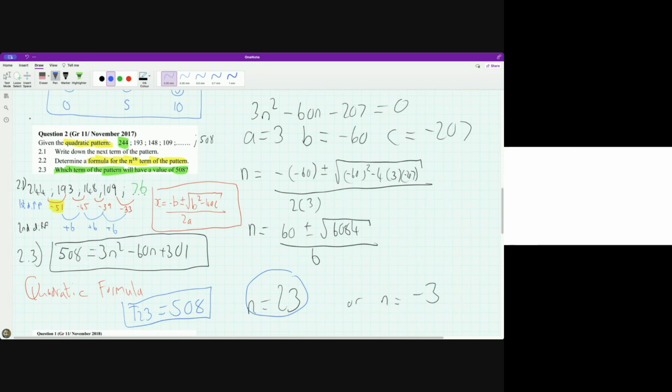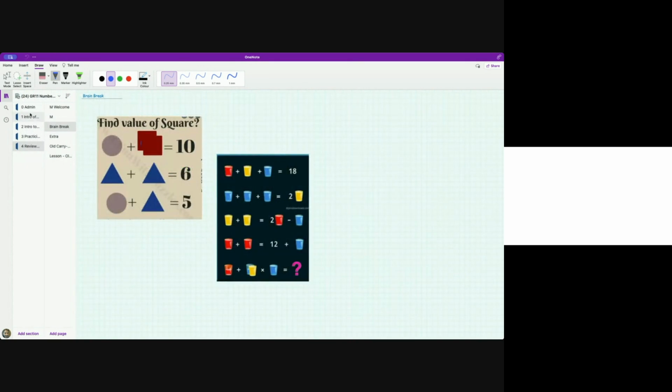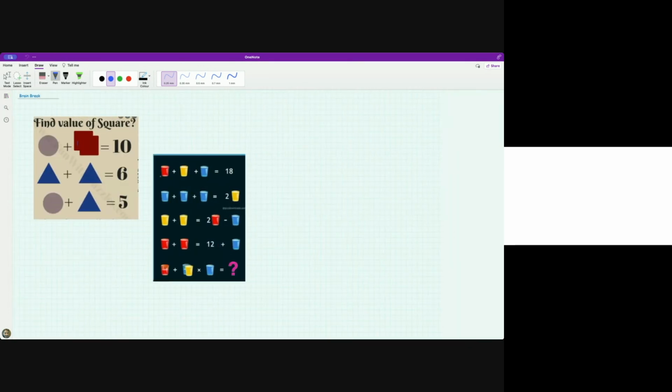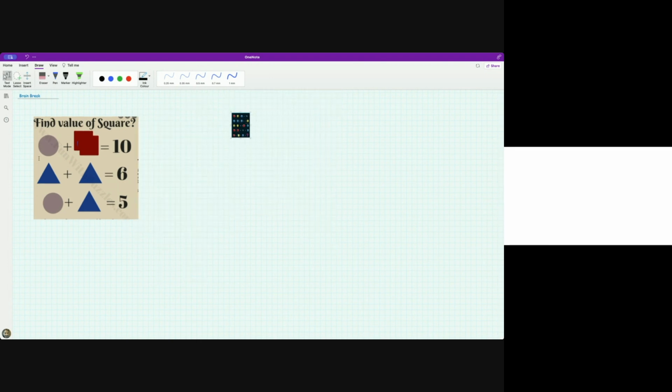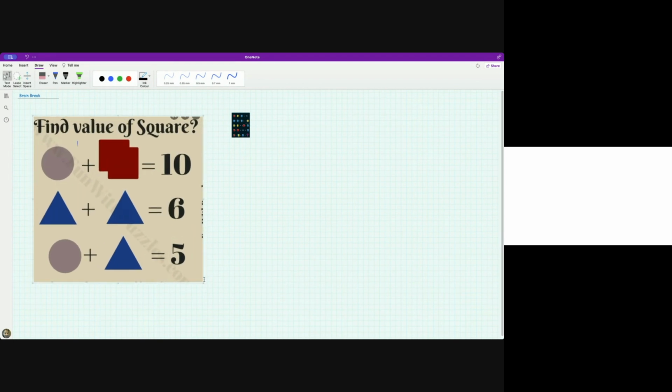How are we all feeling? Should we do a little brain break? Good old-fashioned brain break. Let's hide this one. Who can tell me what the value of the red square is? Find the value of the red square. Ooh, my heart is pumping.